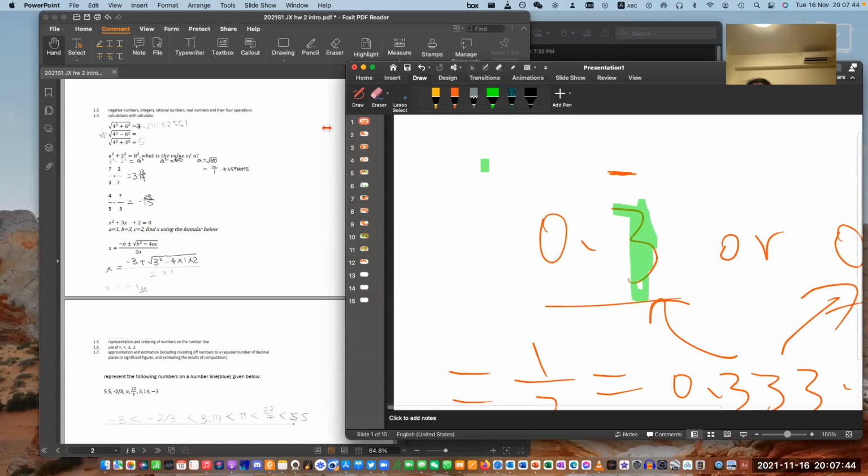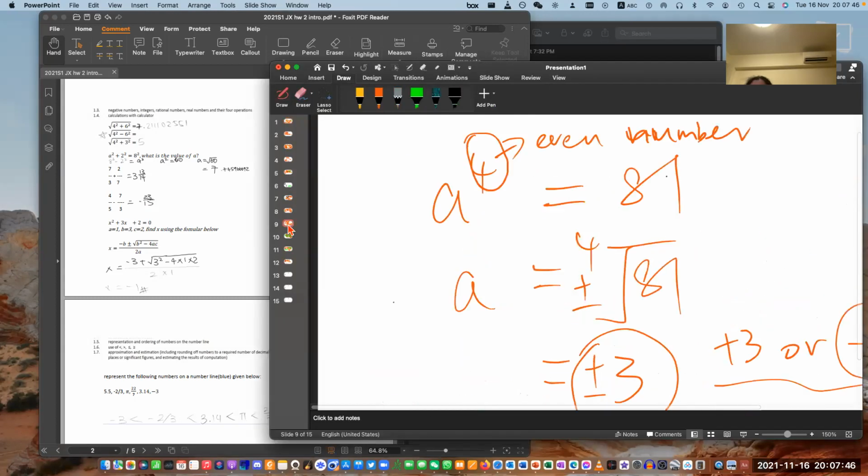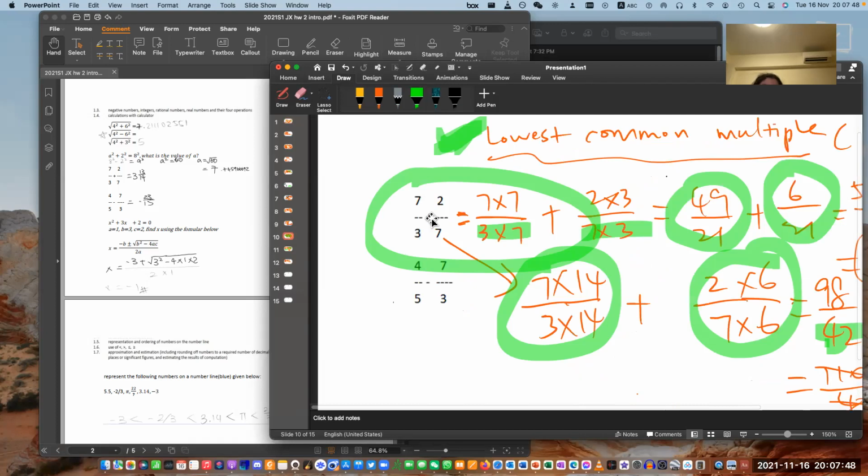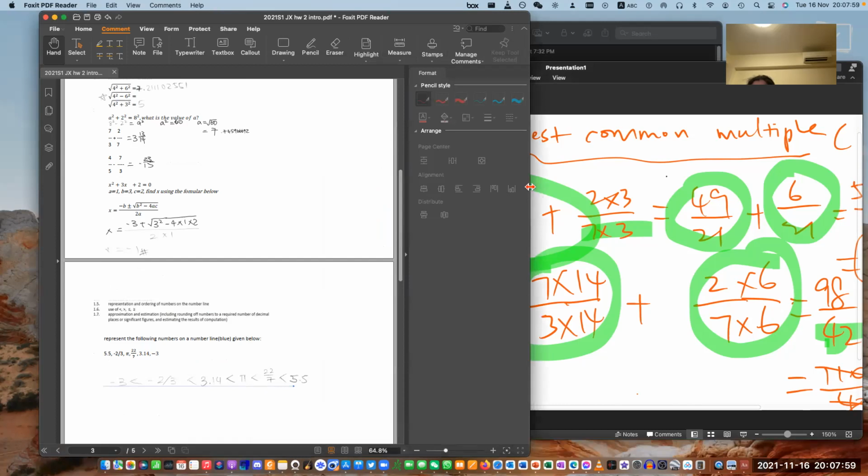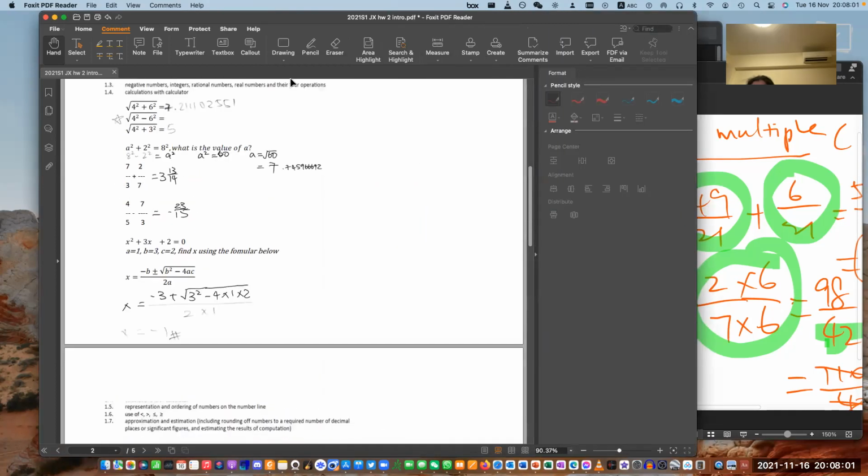Can you use your calculator once again? I just want to double check whether your answer is wrong or my answer is wrong for this question. 7/3 plus 2/7. Can you help me out? I think you are wrong because it cannot be 14 as the denominator. I don't think it can be 14 here because 3 and 7.